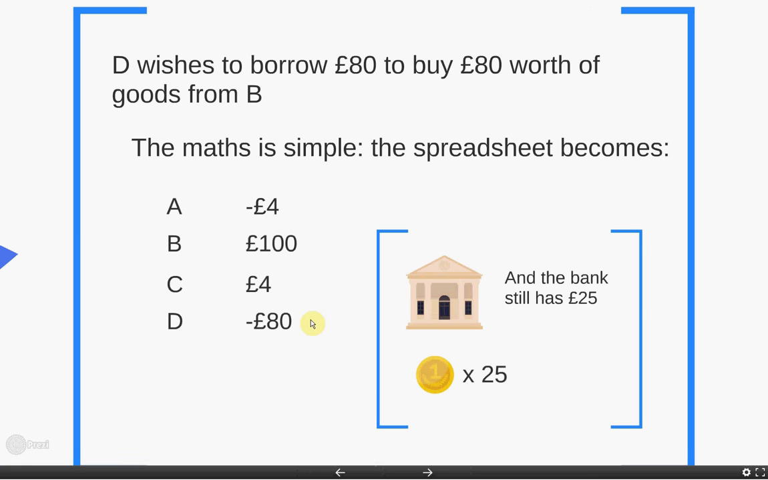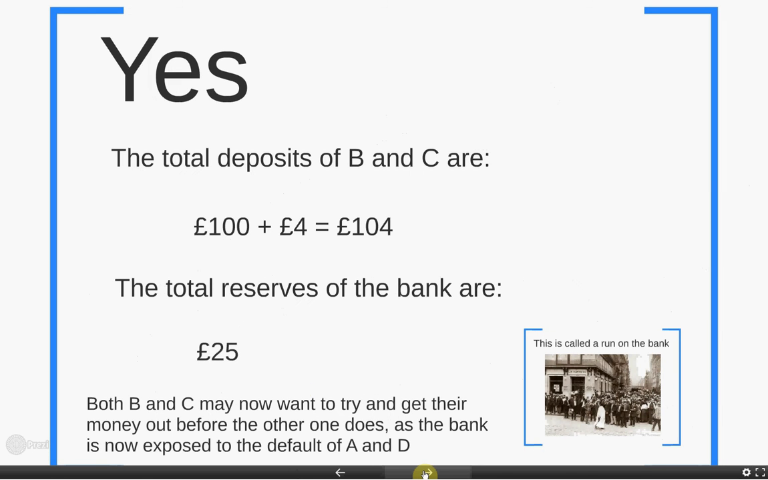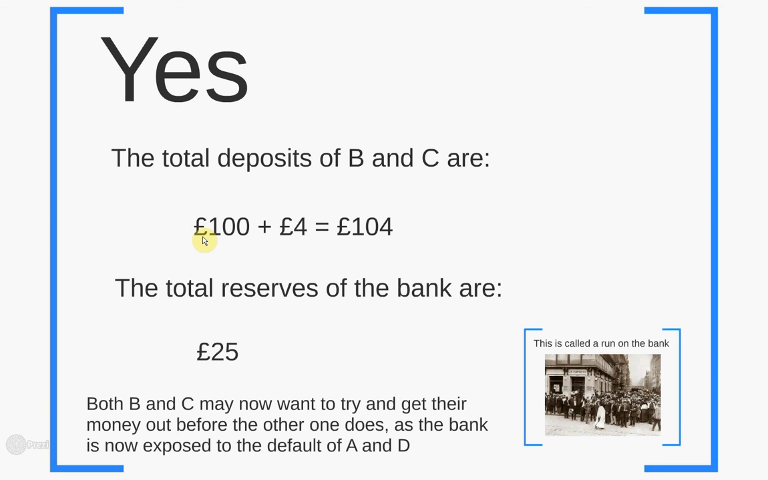However, there is a bit of a problem now if D defaults. So are B and C now worried? They weren't worried before because the total assets in the bank was more than the total of their deposits. And the answer is now B and C should be worried, because the total deposits now of B and C are 104 and the total reserves of the bank are 25. So supposing B and C now think, well, I'm not sure that A and D are going to be good for their debts, so I'm going to try and get my money out.